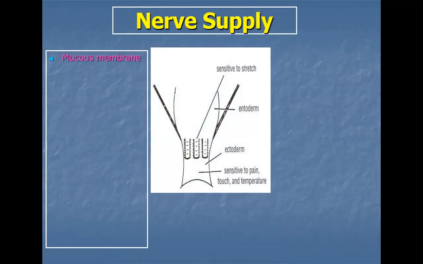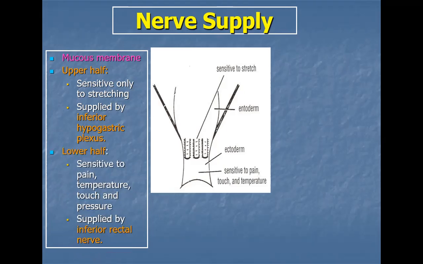Nerve supply also differs above and below. The upper half is sensitive only to stretching, just like other parts of the intestine in general. This part is very sensitive to stretching, and it is supplied by the inferior hypogastric plexus.